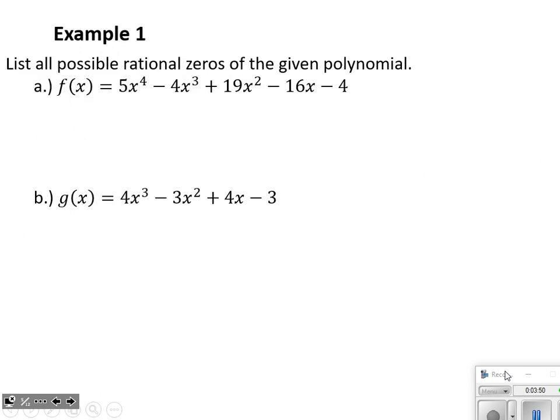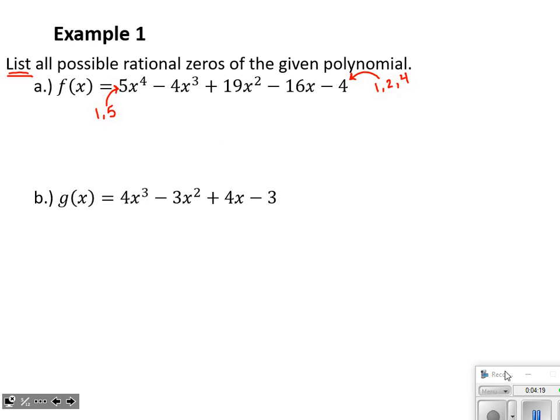All right, so example 1, list. We're not actually solving anything yet. Remember, we're looking for possibilities. So all possible rational zeros. My eyes drift instantly to the constant at the end. Factors of 4 are 1, 2, and 4. And the leading coefficient at the very beginning. Factors of 5 are just 1 and 5. So I want to think of every possible combination of a factor of that constant at the end over a factor of that leading coefficient.